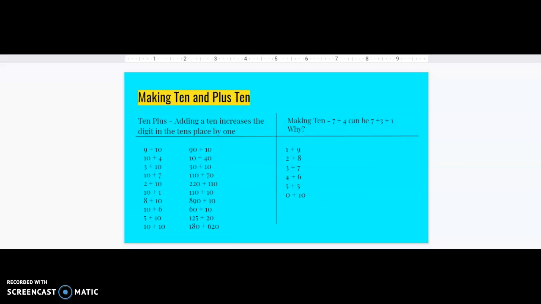So go ahead and pause the video so that you're able to copy the notes for making 10 and plus 10.